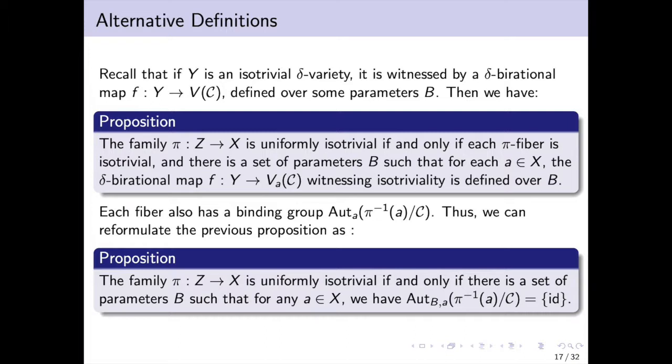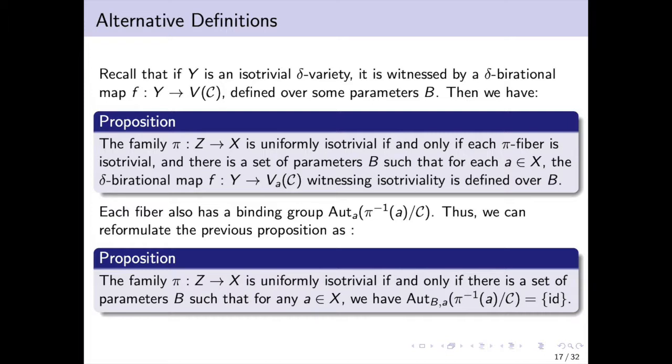And another way to think about this, that is also really nice, is to recall that each fiber will have a binding group. And so what this first proposition is saying is really that we have a set of parameters B over which the binding groups all become trivial. So we just killed all the binding groups by picking this B.